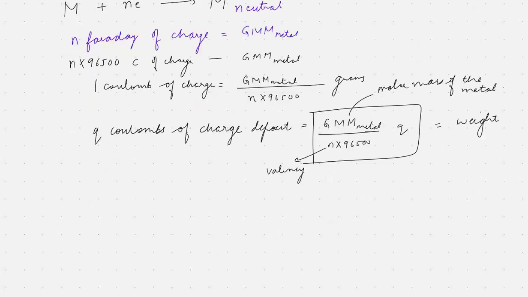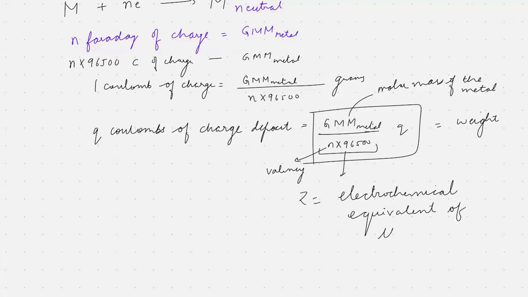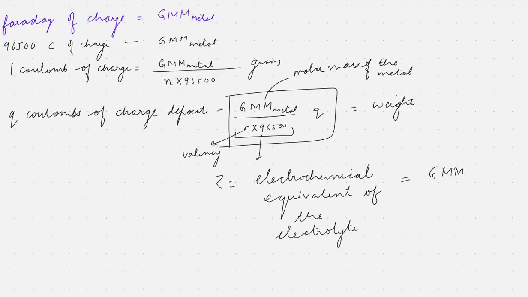Now, this expression is called Z. What is Z? Z is called the electrochemical equivalent of the electrolyte. And how much is that equal to? That is equal to GMM of the metal divided by the valency into 96500. This is the value of Z. How do I define Z?